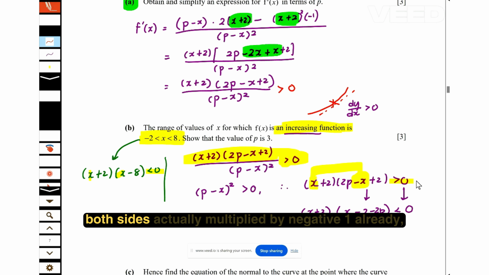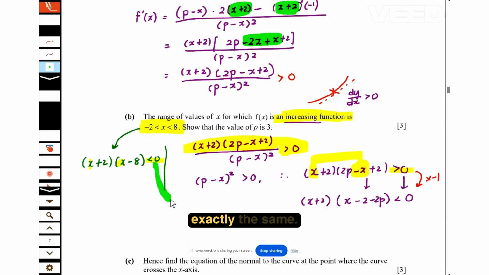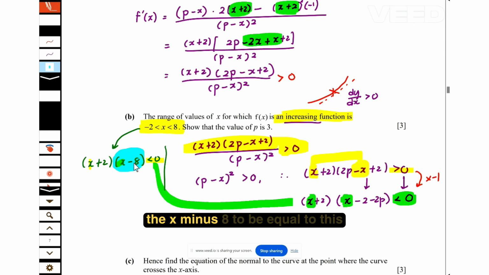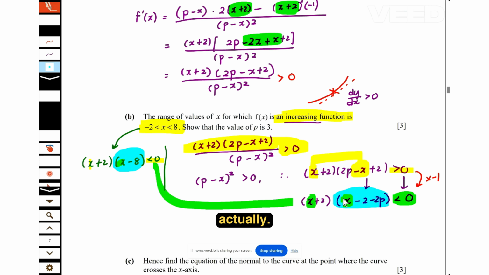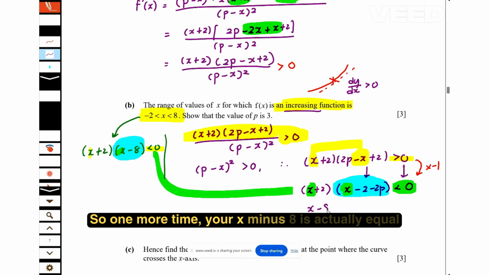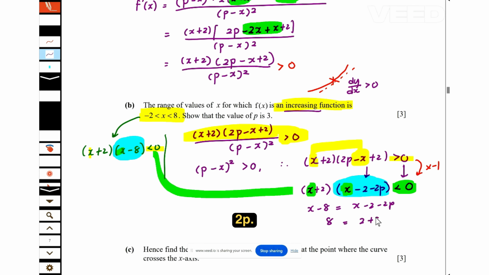So I repeat, both sides actually multiplied by negative 1 already. Okay, both sides. Now the structure is exactly the same. It's a positive x, then it's a less than 0, which means that we expected that the x minus 8 to be equals to this actually. So one more time, your x minus 8 is actually equals to x minus 2 minus 2p, which means that your 8 must be 2 plus 2p. So p equals to 3.